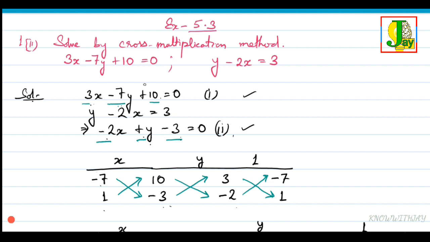If you want to verify whether your answers are correct, x equals to minus 1 and y equals to 1, you just need to put the values in place of x and y. If I get minus 1 and y 1, the left hand side should be equal to the right hand side. Okay, so 3 into minus 1, minus 3 and minus 7. So minus 3 minus 7 minus 10 plus 10, 0. So our solution is right for the first equation.